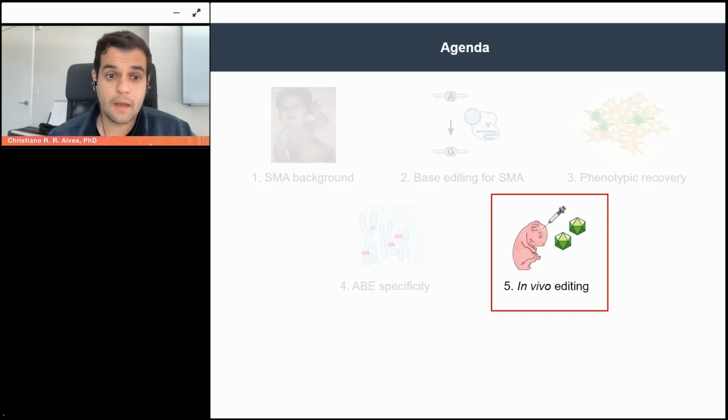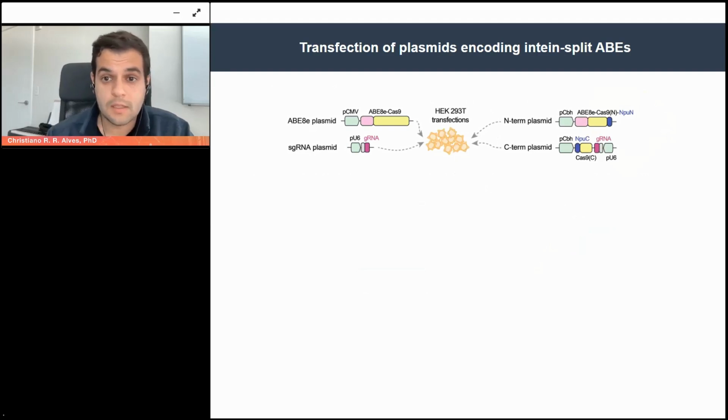So I hope to wrap up now with this last topic, which is basically in vivo editing. So can we actually deliver this in mice and see editing in tissue? This would be a complex system because, okay, it's not a human cell, but this would be more like SMA models. And in the end, if you think about a therapy down the road, we need to deliver this in a live system, right?